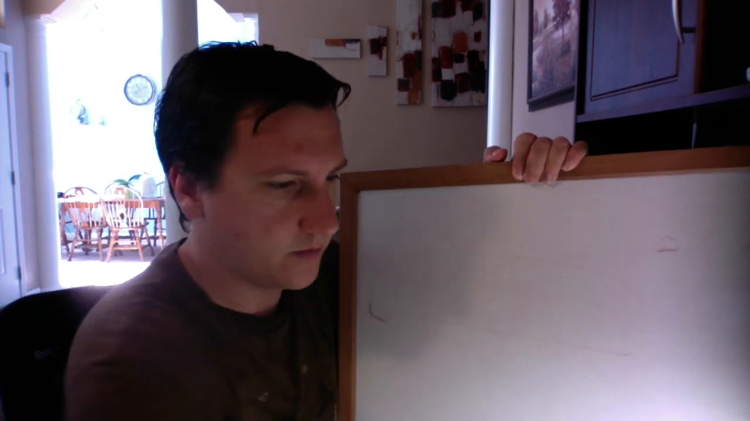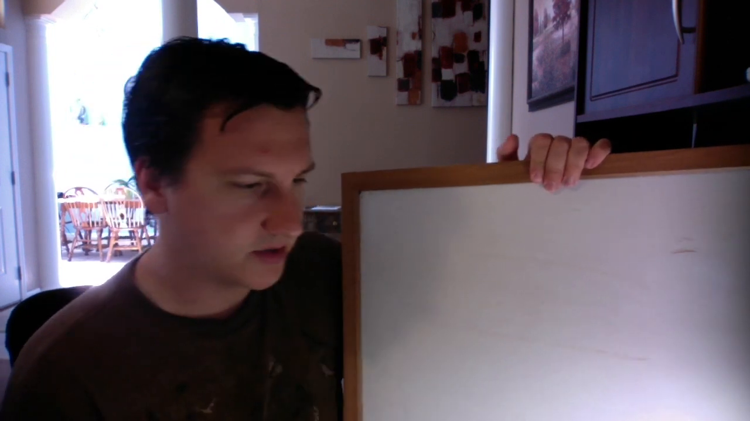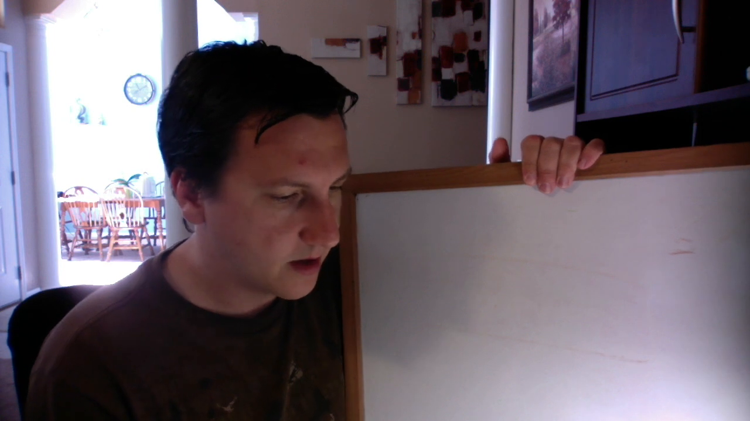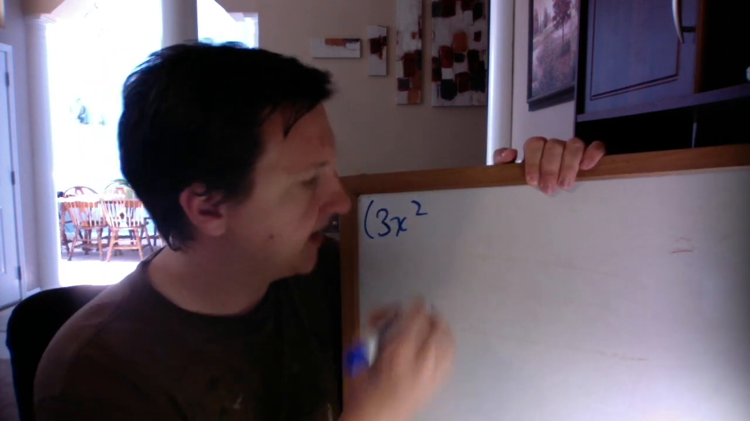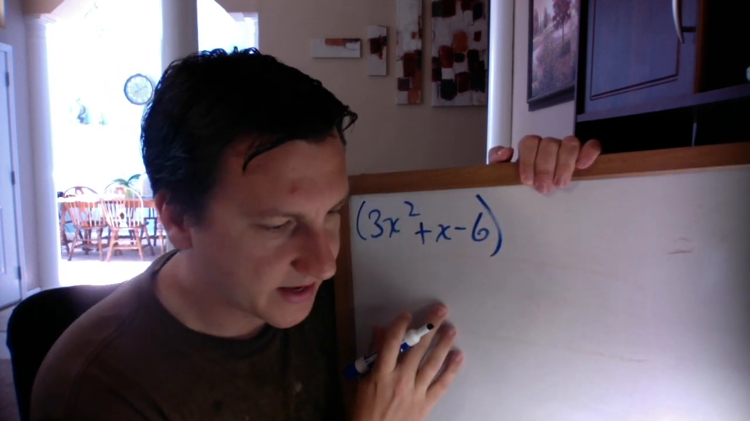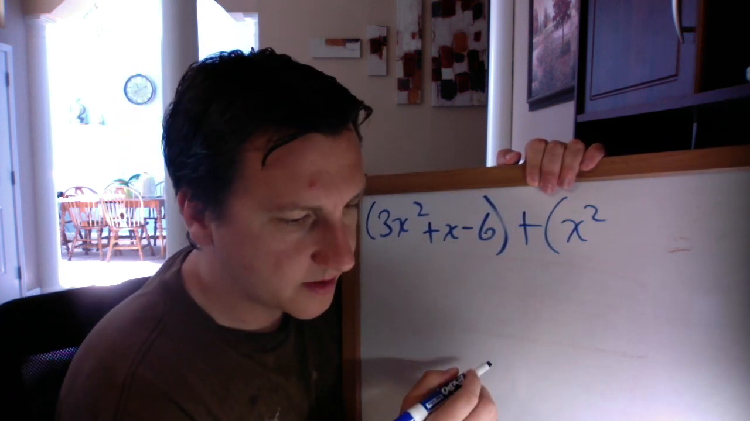One more additional one real quick. I know that's, I think probably for most of us, pretty straightforward, pretty simple, but just to make sure you've got it, example B on example 3 says 3x squared plus x minus 6, keeping it in parentheses, and again I'll explain that in just a little bit, plus x squared plus 4x plus 10.